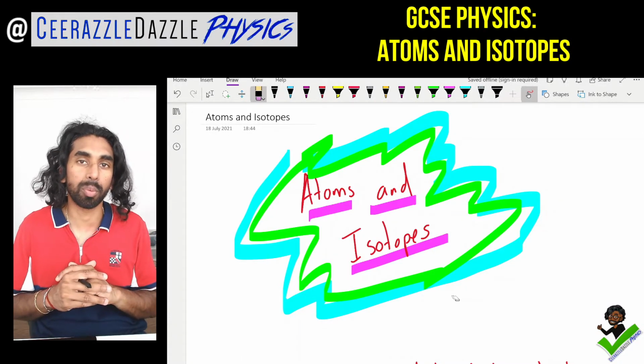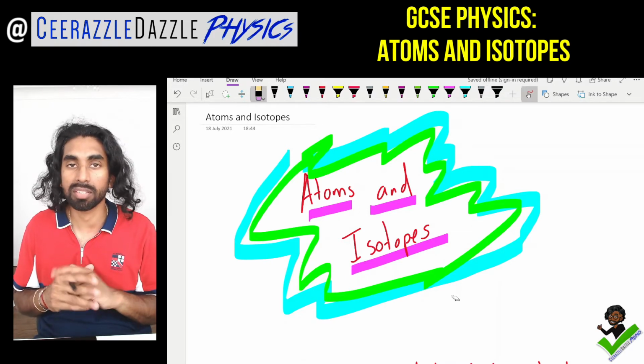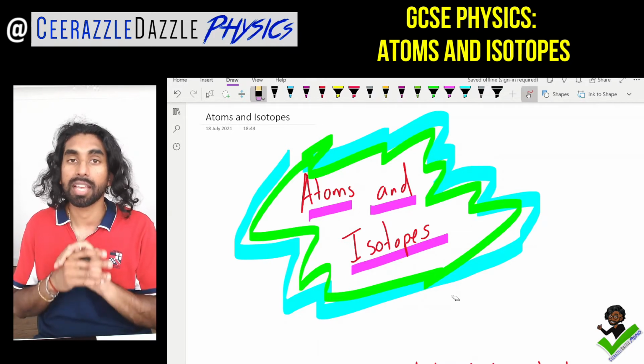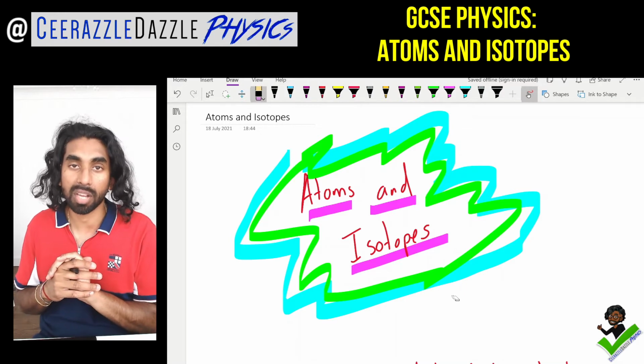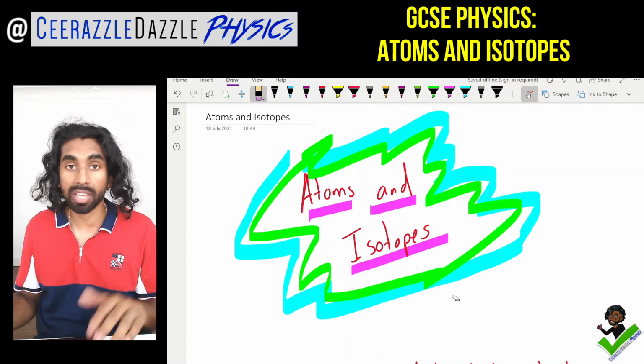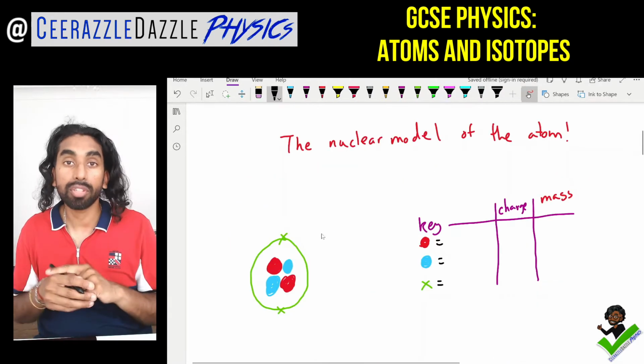In today's session, we're going to be talking about atoms and isotopes. This is in GCSE Physics, and put down today's title: Atoms and Isotopes. So we'll scroll down and get started with today's lesson. So here is the nuclear model of the atom.